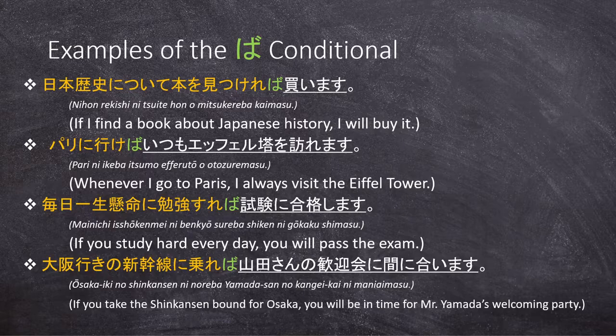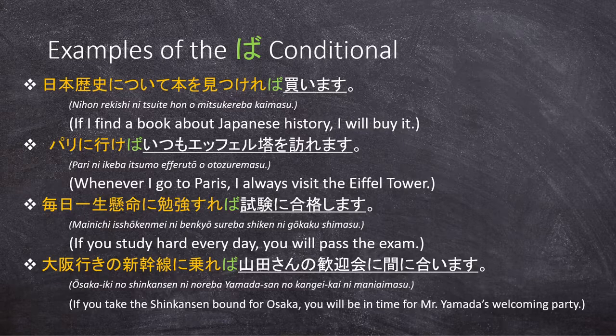So we are here clearly expressing what does need to happen in order for our result to be achieved. So only if we take that specific Shinkansen that is bound for Osaka, only then we can make it in time for Yamada's welcoming party. So we are always basically saying what will be the result of our action here, what is the result of the fulfilled trigger here, and that is the boarding of the train that is bound for Osaka, and that result is the coming in time for Mr. Yamada's welcoming party.